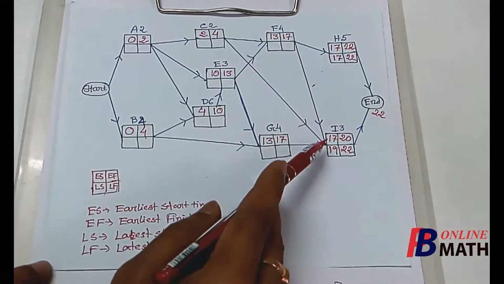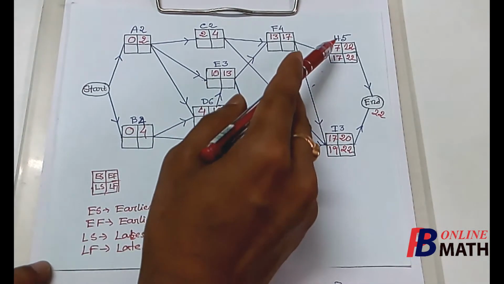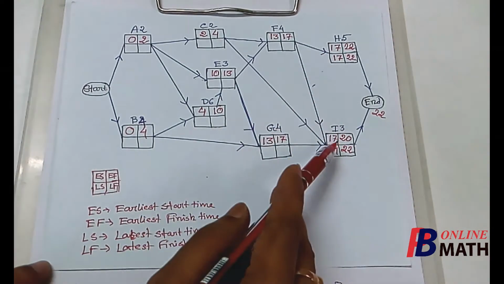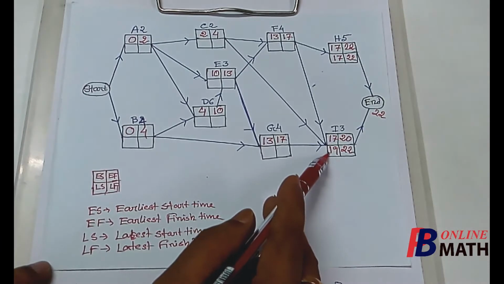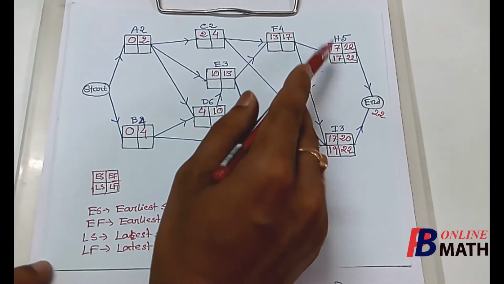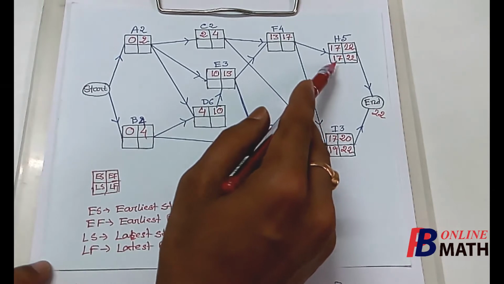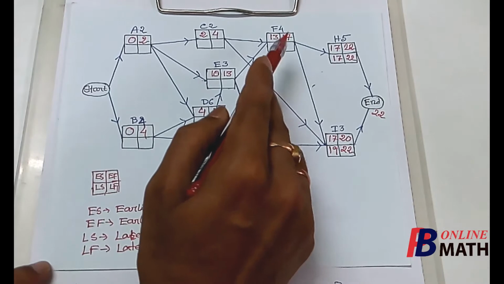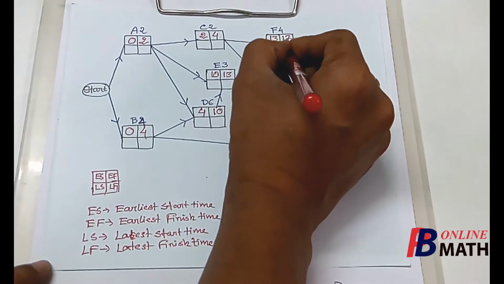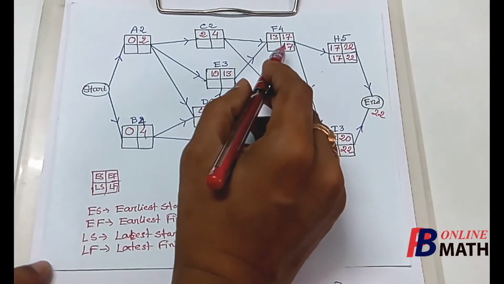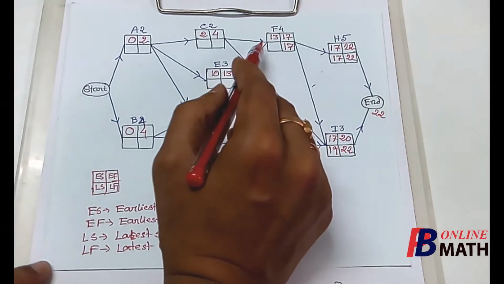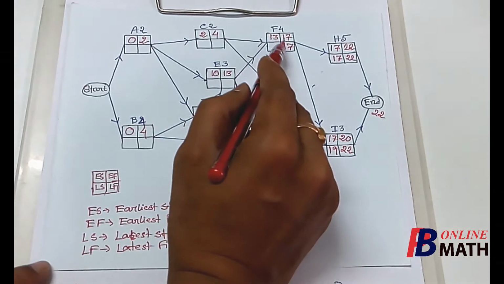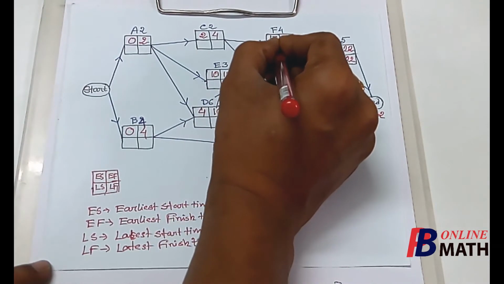Now among these two activities we find that the activity H must be started latest by 17 days. Activity I can be started within 19 days, but activity H must be started latest by 17 days. So this activity F must be completed latest by 17 days. So this 17 must be the latest finish time of this activity and it requires 4 days. So the latest start time of this activity will be 17 minus 4, which is 13.